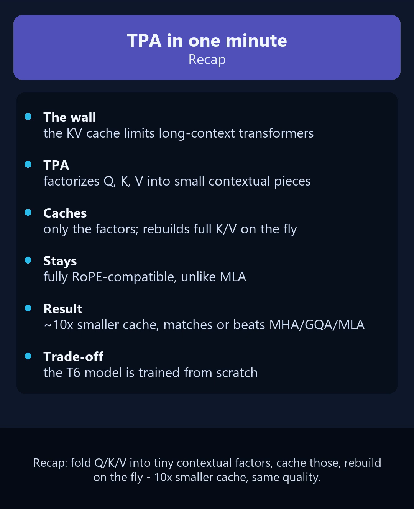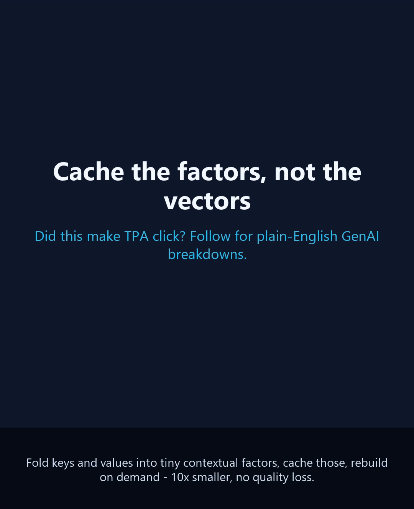Quick recap. The KV cache is the memory wall of long context transformers. TPA factorizes each token's query, key, and value into small contextual pieces, caches only those, and rebuilds the full vectors on the fly. It stays fully RoPE compatible, cuts the cache by 10 times or more, and matches or beats MHA, GQA, and MLA on quality. The trade-off is that you train the T6 model from scratch. That's Tensor Product Attention. Fold the keys and values into tiny contextual factors, cache the factors, and rebuild on demand for a 10 times smaller memory footprint with no loss in quality.